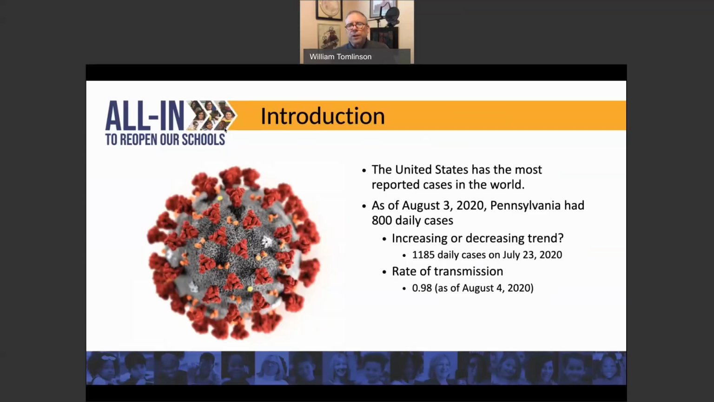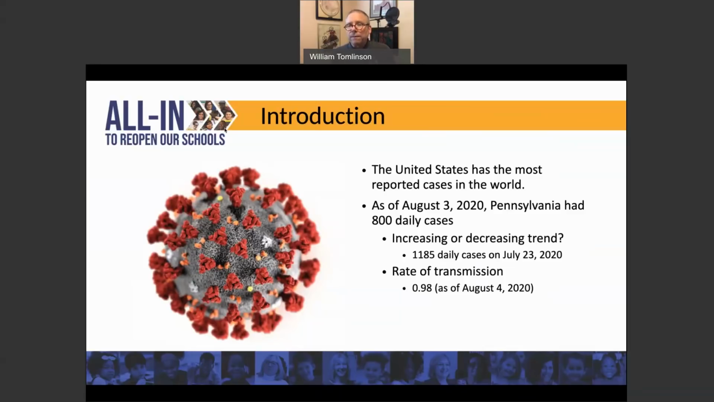Now, another number I want you to think about is the rate of transmission, or what's commonly called the R0 value. And the number is 1. If your R0 value is 1, that means for everybody who has the infection, they're likely to infect one other person. So you have transmission, but you don't have the conditions for an outbreak. If your number is higher, say 3, for every person that has the infection, they're likely to pass it on to 3 other people, and we have an outbreak.